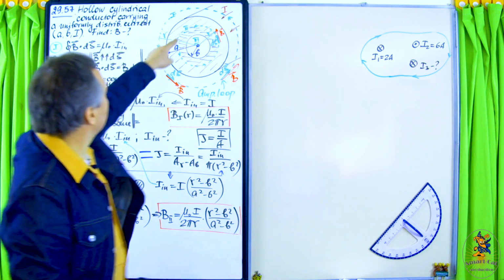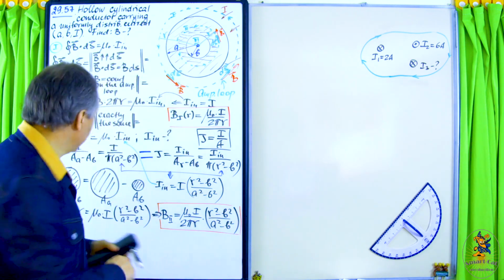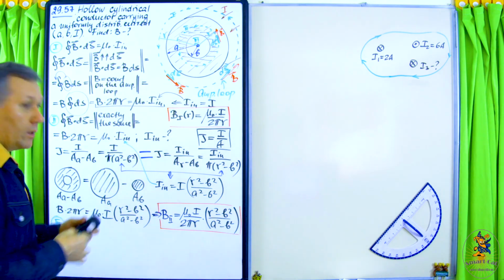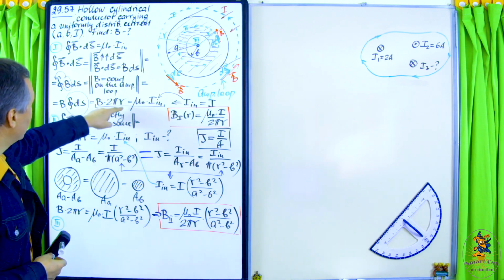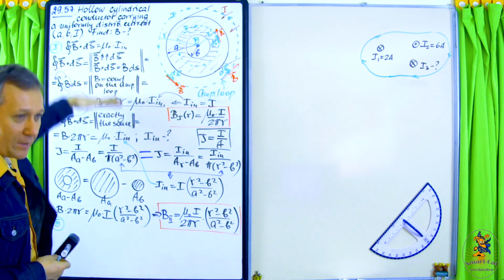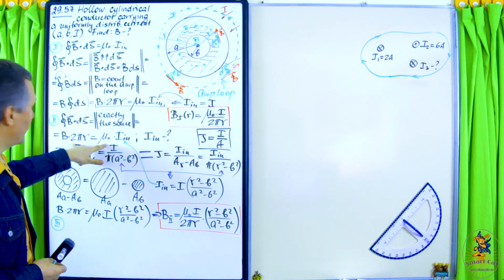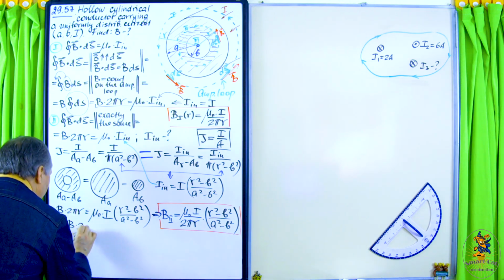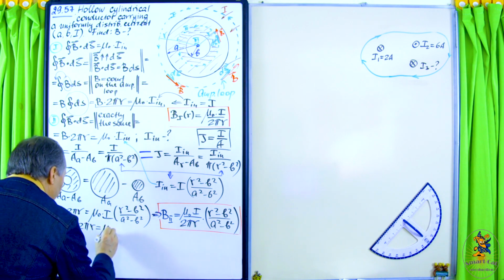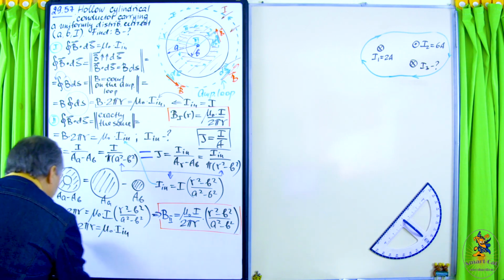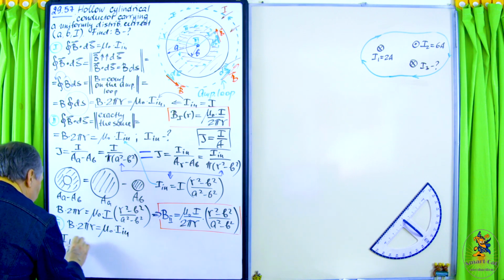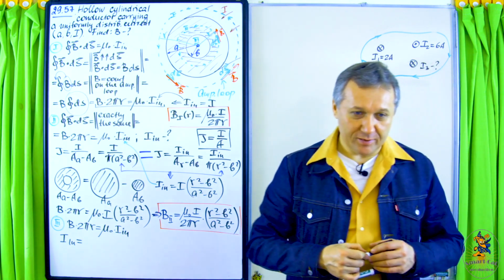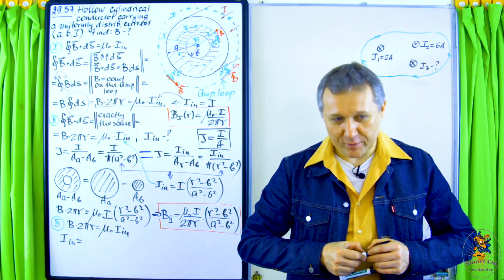Okay, so region 2 done, now region number 3. Let's find the field in the third region. Again, in exactly the same way, all the steps are the same, so I will just write immediately this part. So it will be B times 2 pi R equals mu naught times I enclosed. And what's the value of I enclosed? At this point, everyone should be able to tell me immediately, and I'm sure that most of you can.